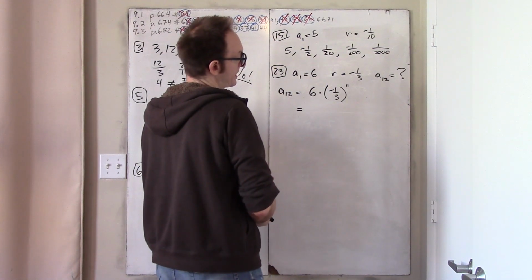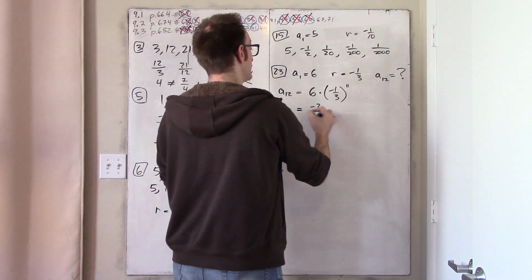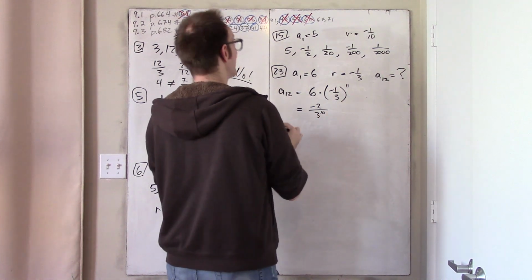I don't know what they really expect you to do here. But what are we going to get? This answer is going to be negative, and it's going to be basically -2 over 3 to the 10th, which is some giant number. So I think I stop there.